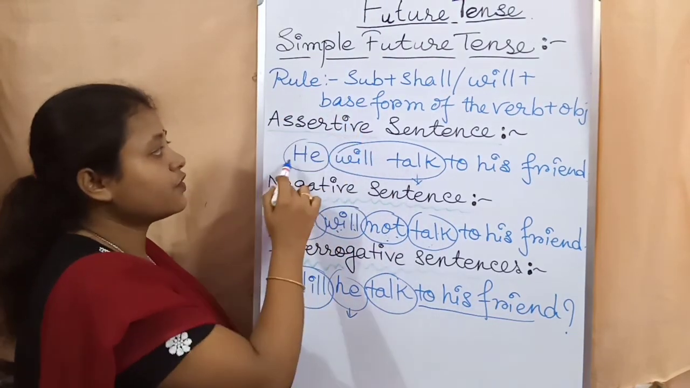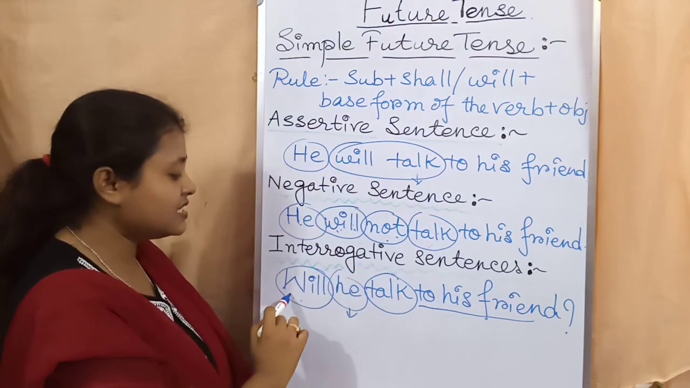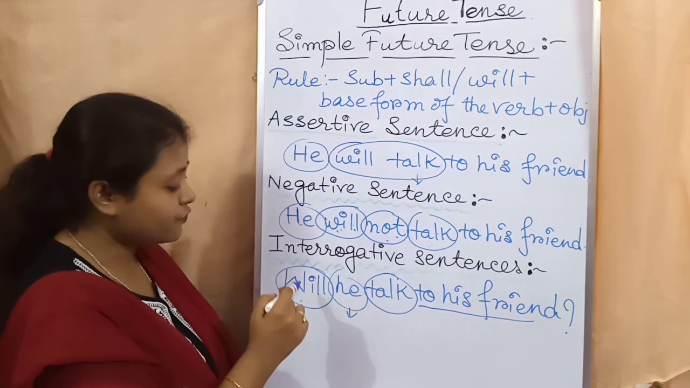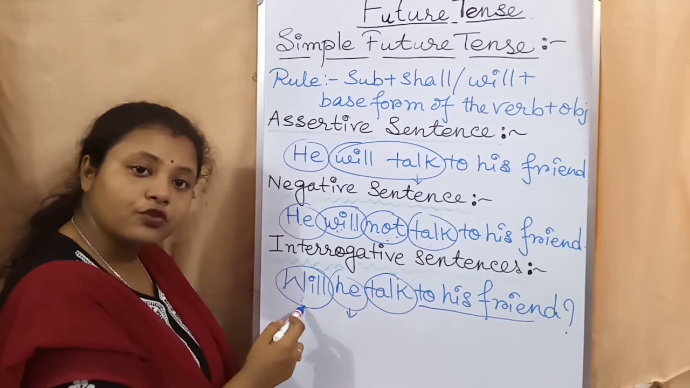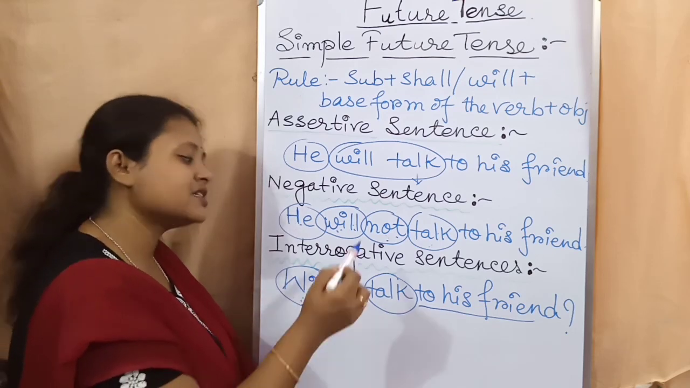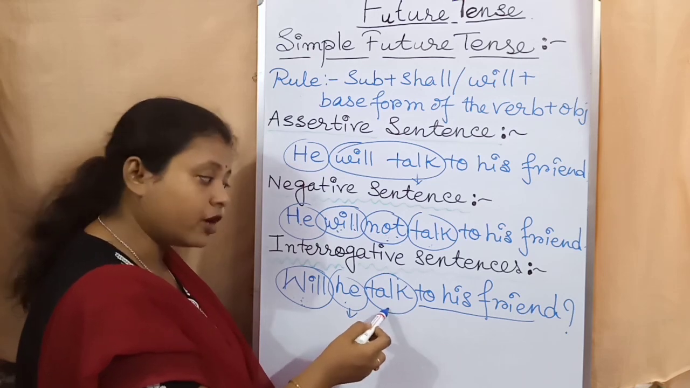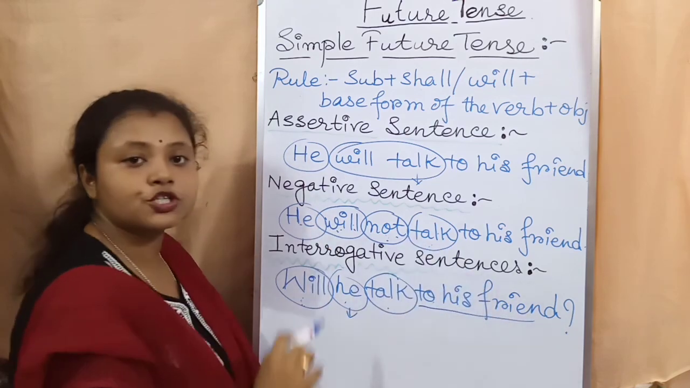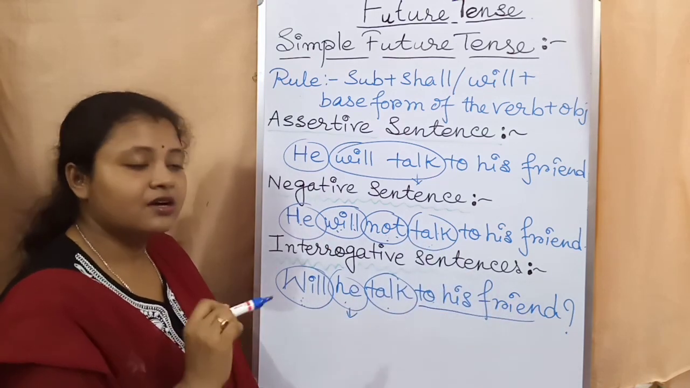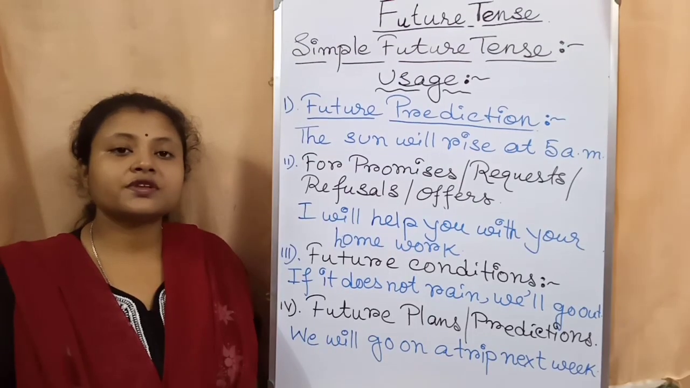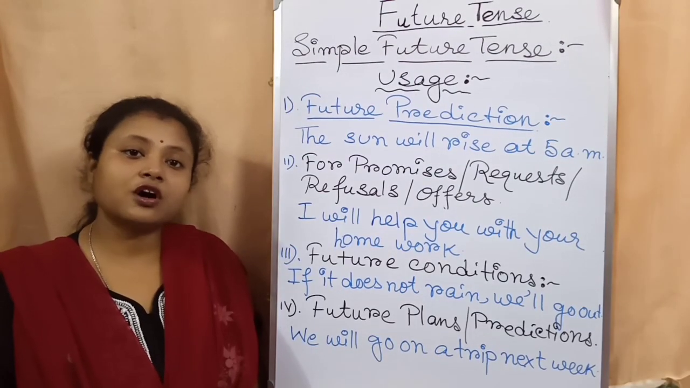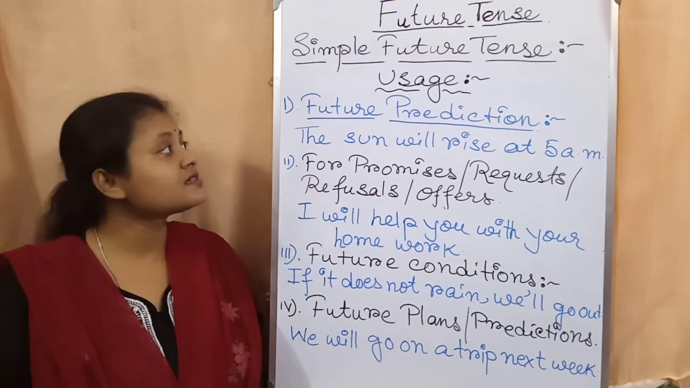The earlier rule is for the assertive sentence. And here, what is the rule of this sentence? First, you have to write shall or will. After that, subject. Then the present tense of the main verb. Then the remaining portion of the sentence. Then the question mark. So, students, what are the usages of simple future tense?